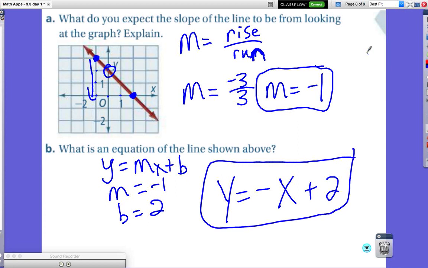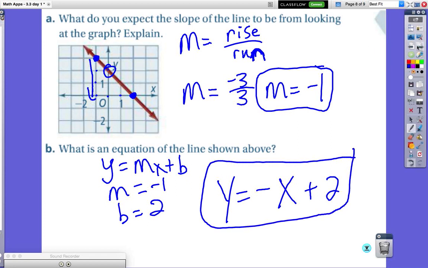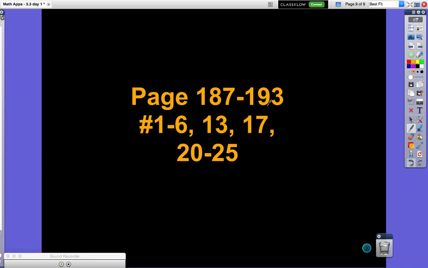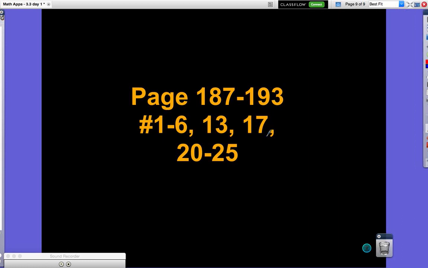All right, this is all we're doing today. Here's your assignment. You'll have this assignment, and you will also have a short worksheet on 3.2 from what we learned yesterday. So page 187 through 193, 1 through 6, 13, 17, and 20 through 25.